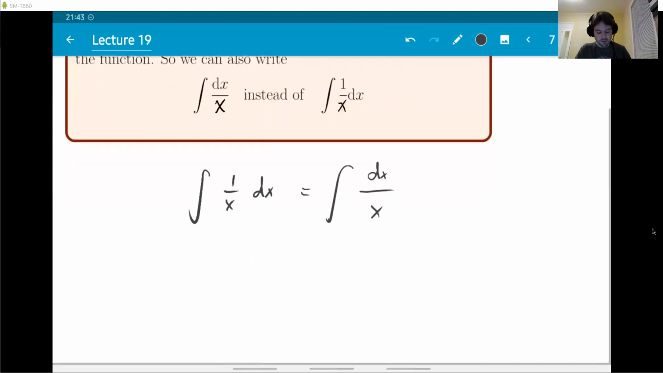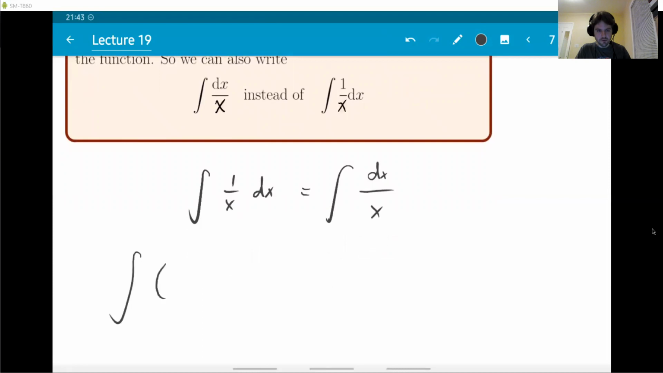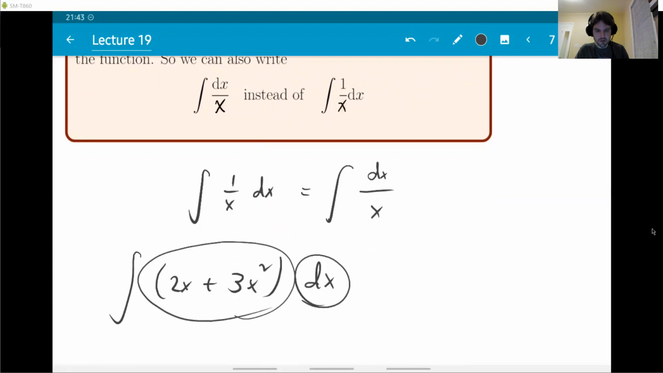And so, for example, when we have integrals involving a sum of two functions, like this, I will usually write the parentheses because I want to imagine that the dx is multiplying the entire function. But not everybody does that. So this is up to you, really, using parentheses or not. I prefer to use it, but that's okay if you don't.